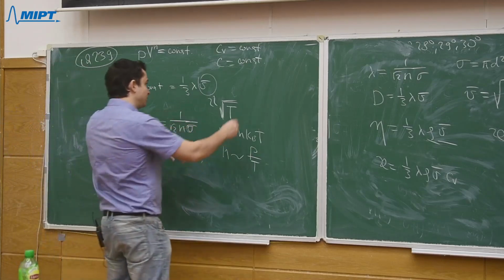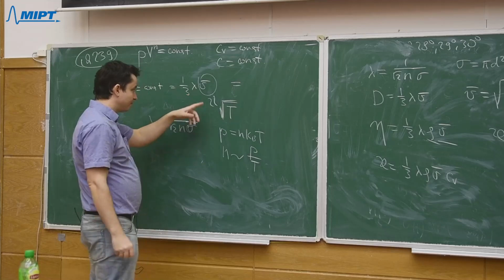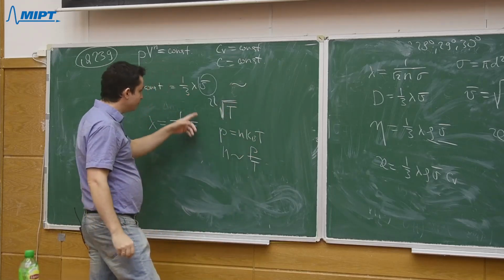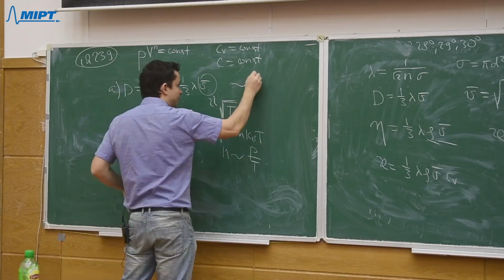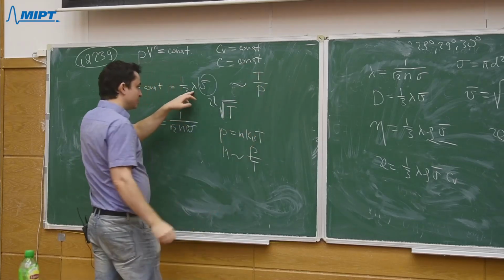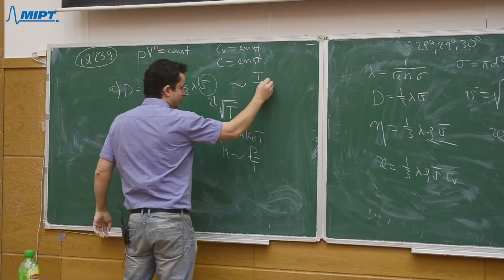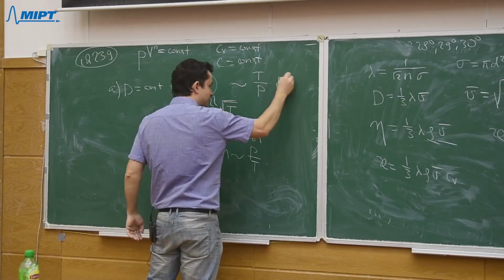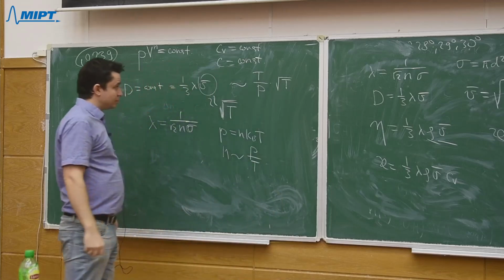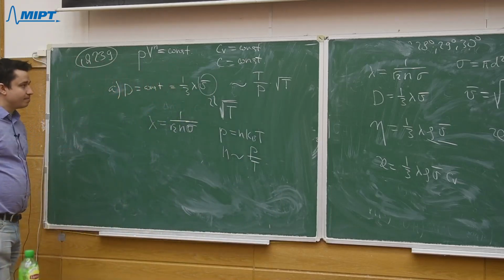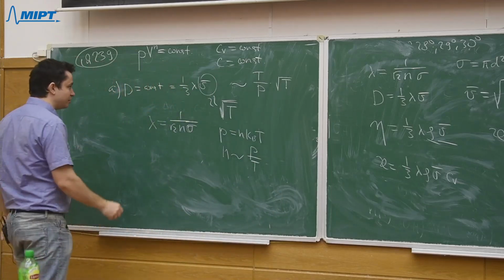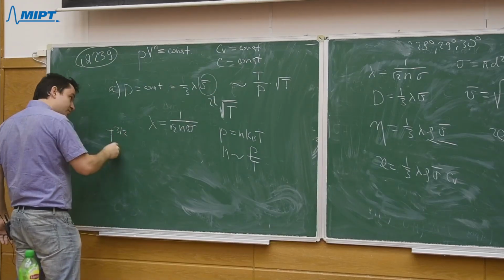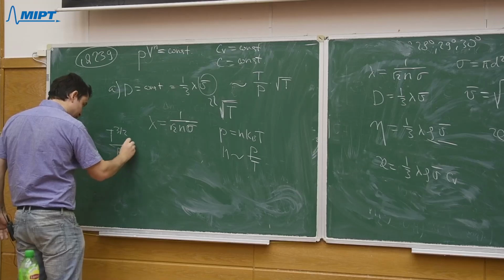So collecting all of that together, we get that D is proportional to temperature over pressure, this comes from lambda, multiplied by square root of T. So essentially, the condition in this problem means that T to the power of 3/2 divided by pressure is constant.